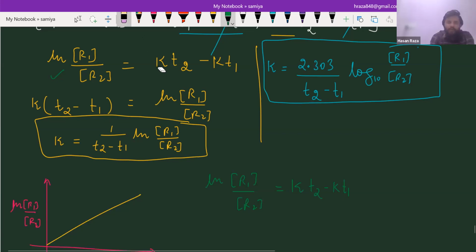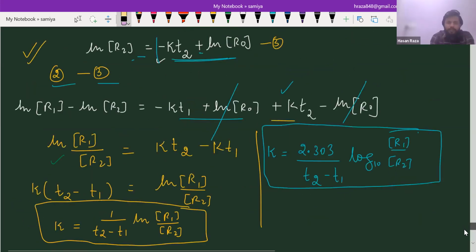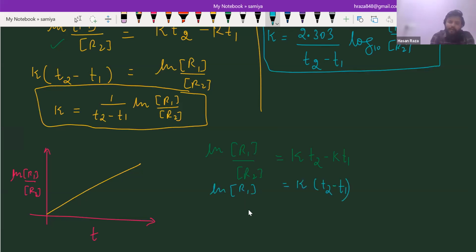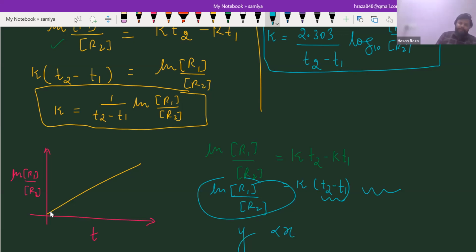Wait a minute, please. Where is that equation? Okay, no problem. So you can see that you are going to take K common, so T2 minus T1. So basically this is ln R1 upon R2, and this is basically Y and this is your X, directly proportional, and there is no intercept, so it will pass through origin. Is that clear? Yes, sir.